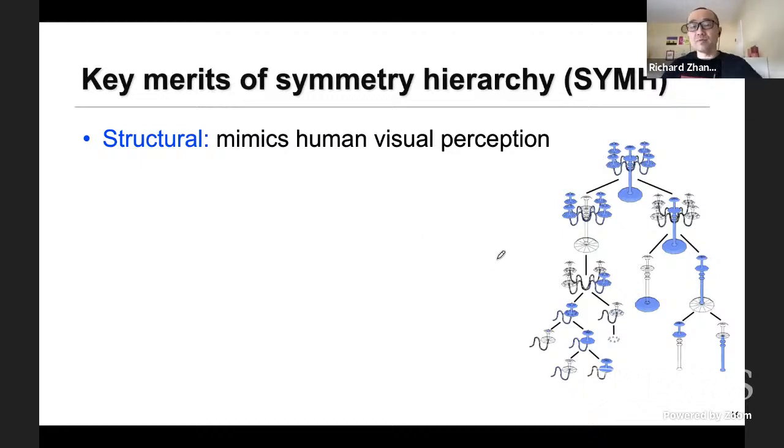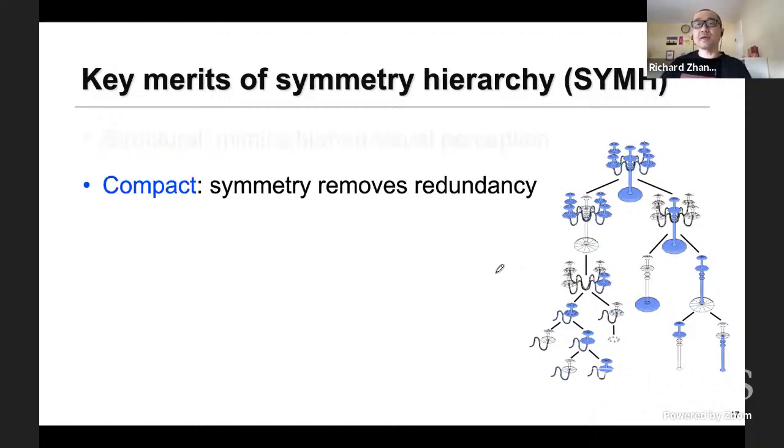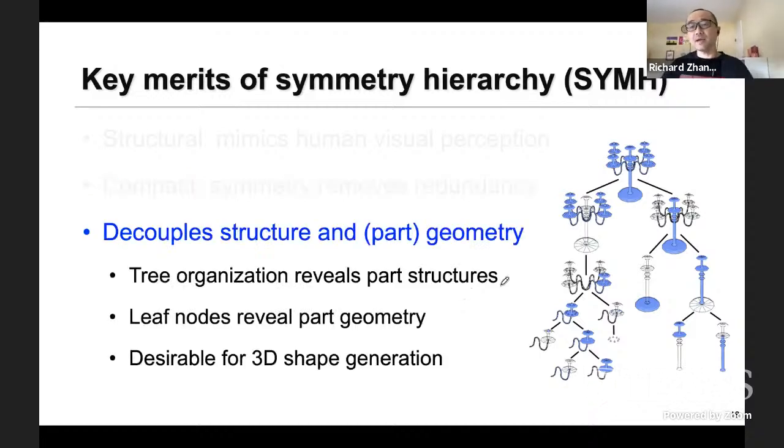So it mimics human visual perception as per the 1984 paper. And because it identifies symmetry and groups objects based on their symmetry, it removes redundancy, which results in a more compact hierarchical representation. And finally, we note that this representation decouples structure and the fine-grained part geometry. The hierarchy itself doesn't really care about what the individual mesh triangles are and their fine-grained geometry. It only cares about whether two parts are connected and whether the parts are symmetric or not.